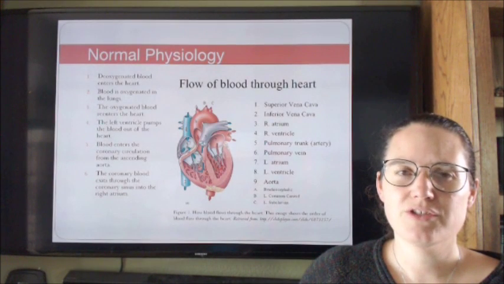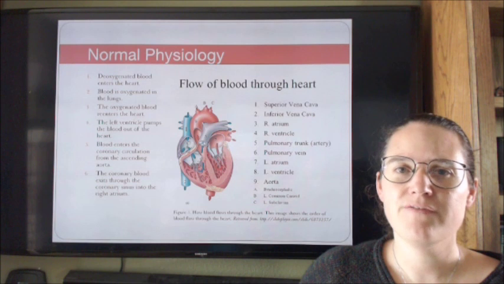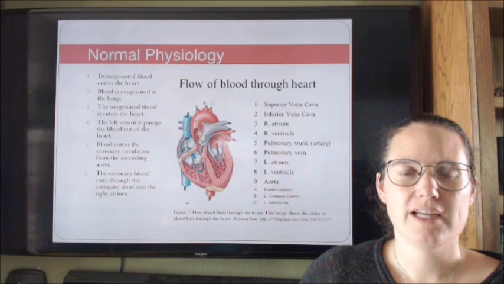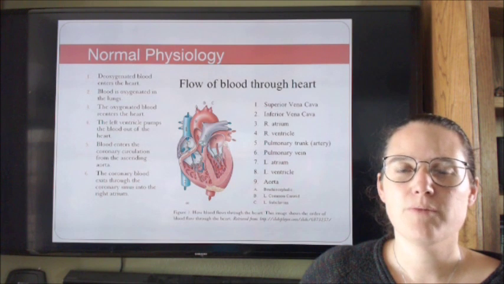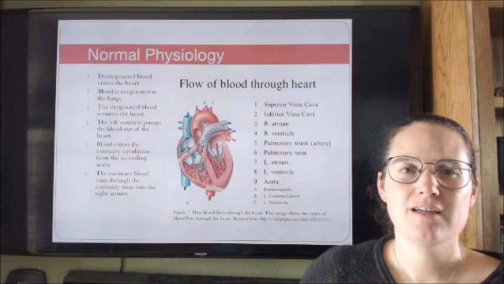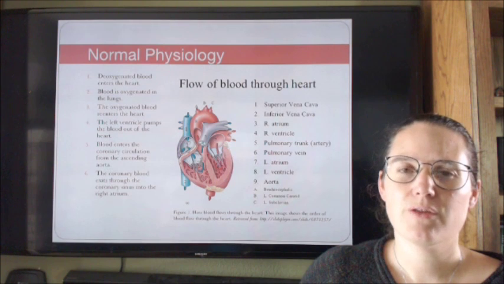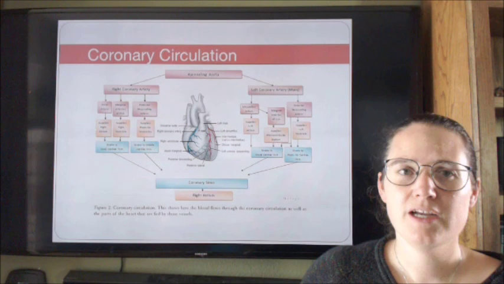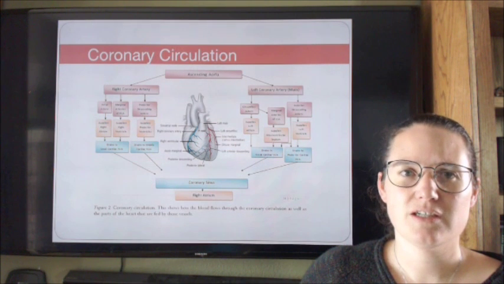Normally, blood enters the heart through the superior and inferior vena cava, where it goes through the right atrium and ventricle, into the pulmonary circulation, where it is reoxygenated, to come back into the left atrium and ventricle, where it is then ejected out of the heart through the ascending aorta. It is here that some blood enters the coronary circulation.